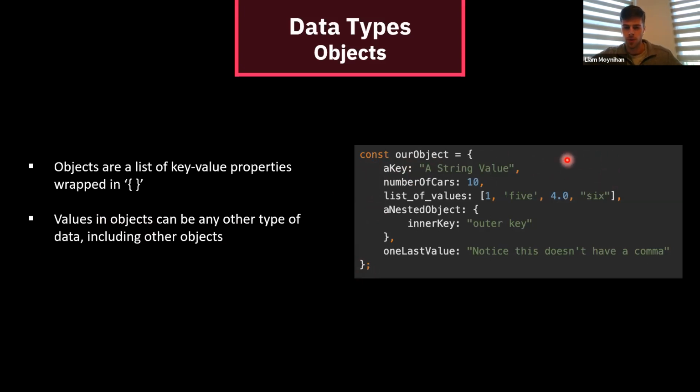Just a couple things to note about the syntax here. There's going to be a colon separating our key from our value. We always include a comma at the end of our property unless we're at the end of our object and there are no more values. And then just like arrays, we can nest objects inside of each other.